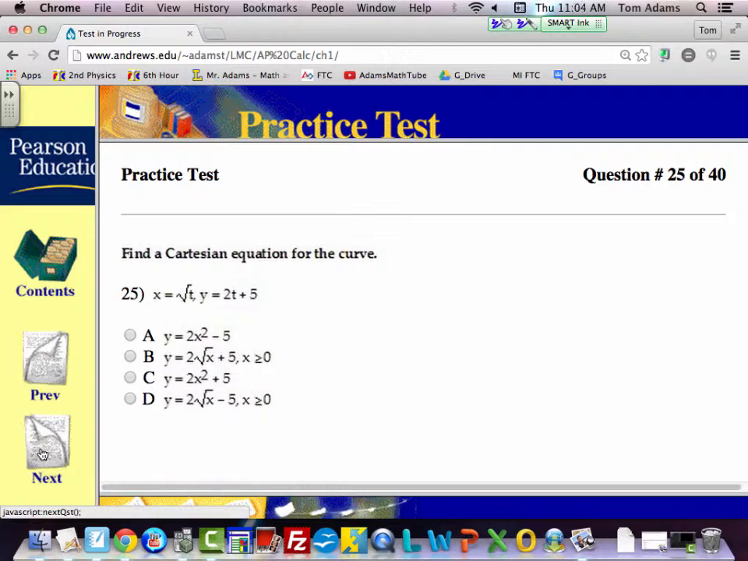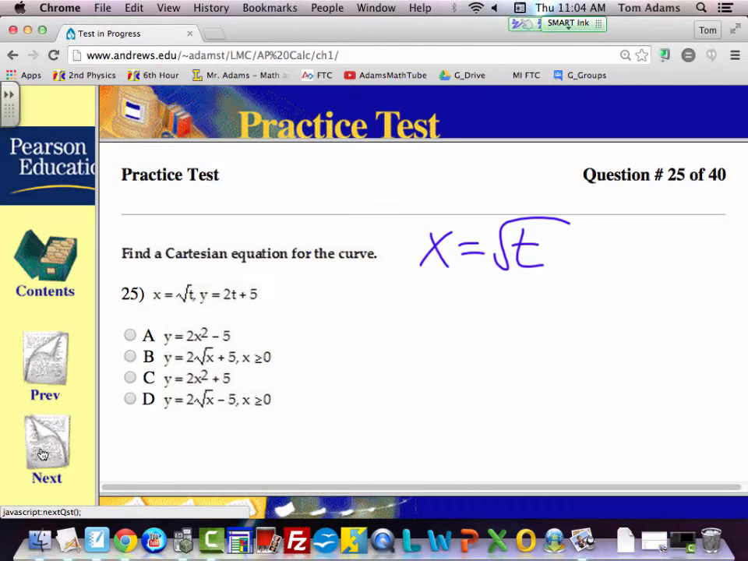All right, here we go. So now this one we want to do the Cartesian plane. There's 2 ways to do this. You want to take one of these equations and solve it for t, and plug it into the other one. It doesn't matter how you do it. Since my answer is y equals, I'm going to take this x equals the square root of t, and I'm going to solve for t.